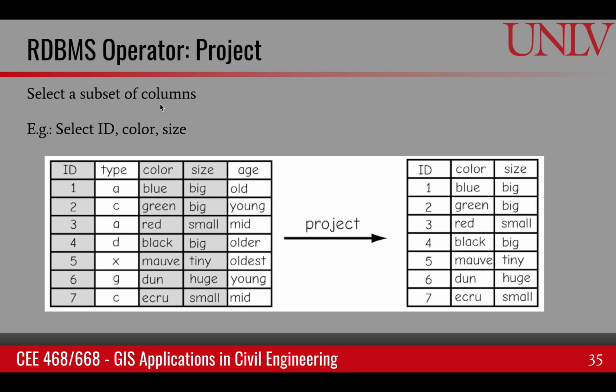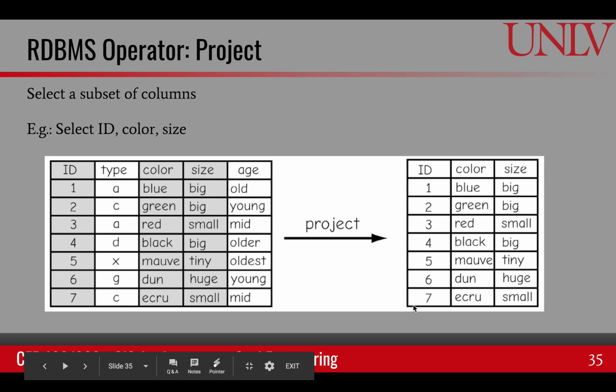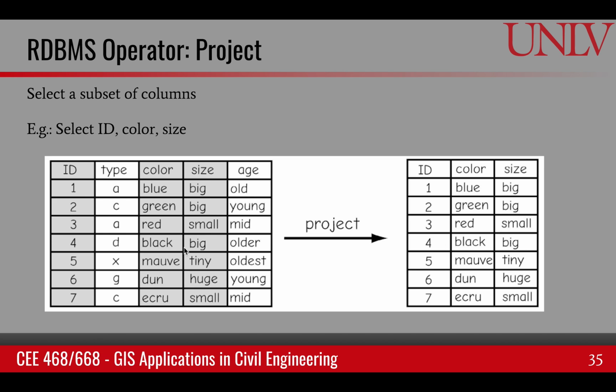Okay. Similarly, when we are talking about project, then project is a subset of columns. So suppose we project our table using the condition that select ID, color, and size, then our output will have only the ID column, the color column, and the size column, and this would be the project of this table.